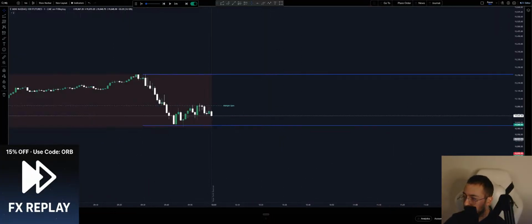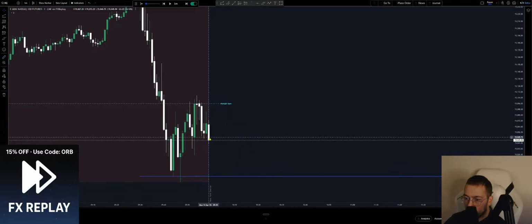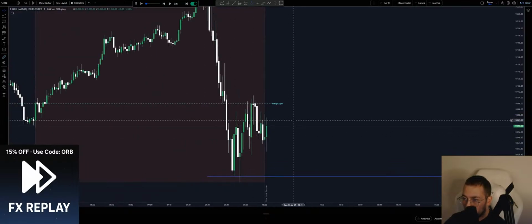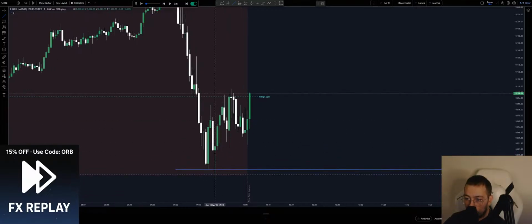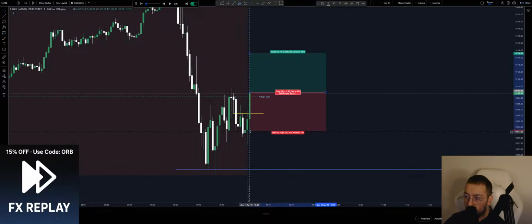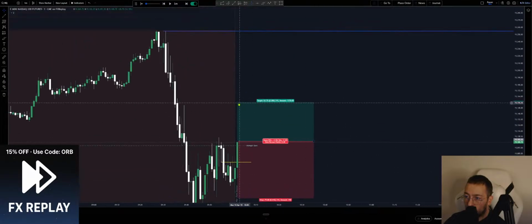Alright, so the price swept 947, swept the low of the orb, and then it inverted this fair value gap. We place a stop order. Our stop is here. 1 to 1.